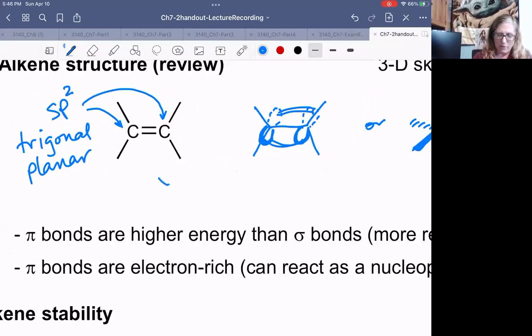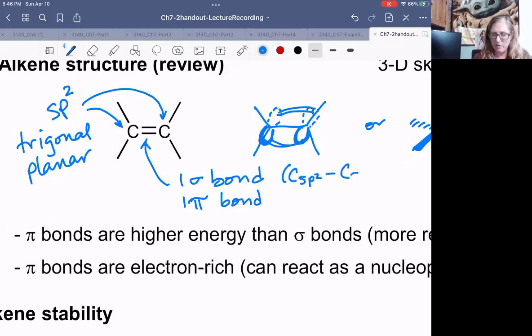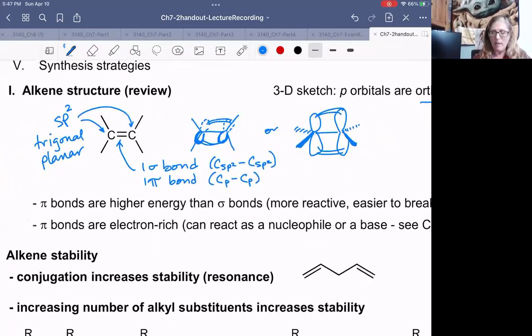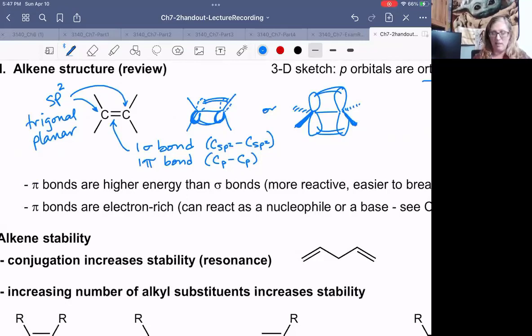So those are two ways that we could sketch this. And we could also think about how to describe that double bond. We have one sigma bond and one pi bond. The sigma bond is made by overlapping the sp2 hybrid orbitals on each carbon. And the pi bond is from p orbitals, one p orbital on each carbon, overlapping to make the pi bond. So that's a little review of how we can sketch p orbitals and what they look like to make pi bonds. And that's what an alkene would look like.